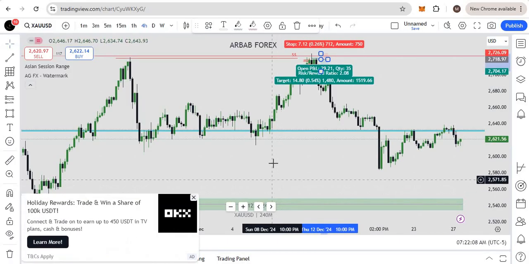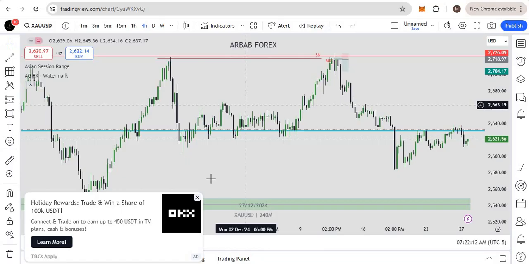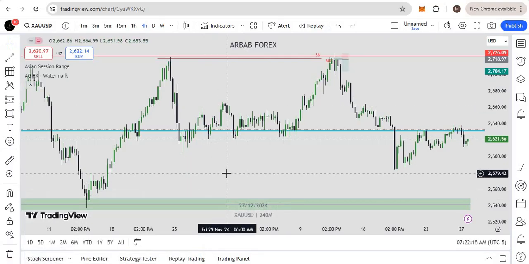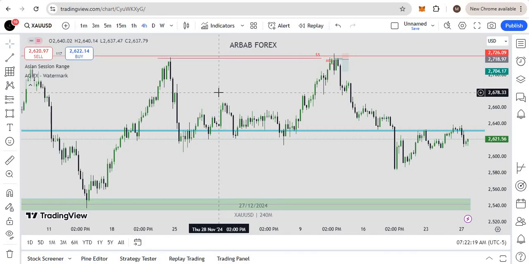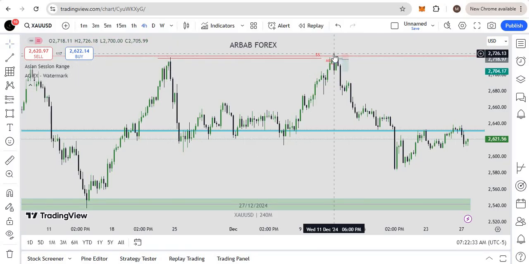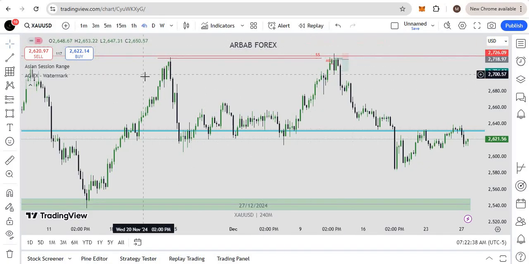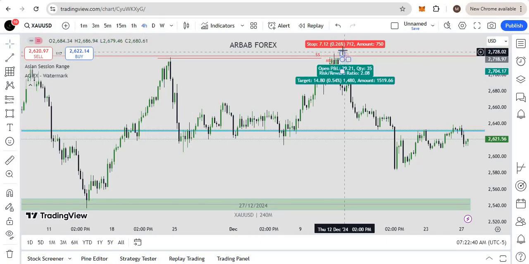Now let me teach you something very knowledgeable, okay. So in 2024 ICT taught one more thing about liquidity, which relative equal high is most probable, most highly taken out, okay. What does that mean? If you can see here, this is the swing point, okay, and the next swing point is higher than the previous one, right? So these swing points, these relative equal highs are low probability, right?